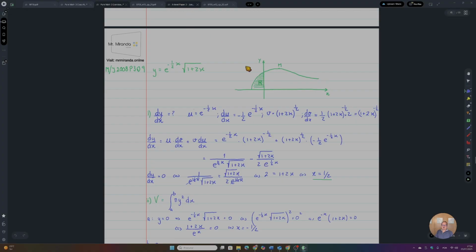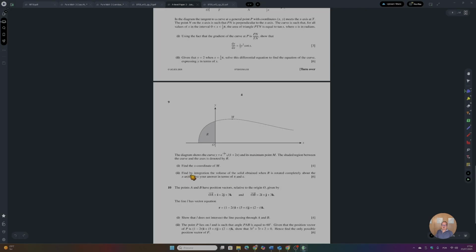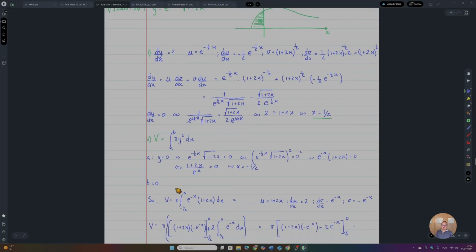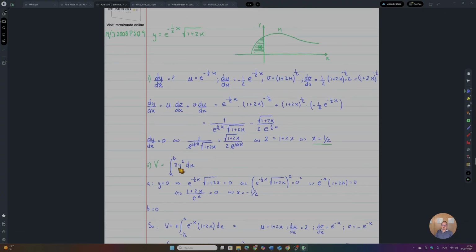The second part of the question asks you to find by integration the volume of the solid obtained when R is rotated completely about the x-axis. You know since last year that this is done by doing the integral between those 2 points of pi y squared dx. Now, what are the limits of integration? This one is simple, okay? It's x equals 0. But what is this one?